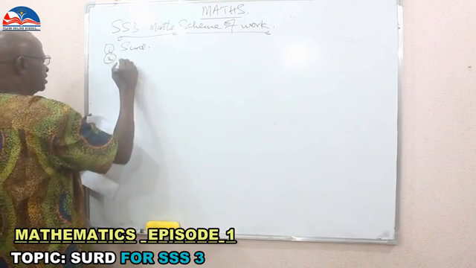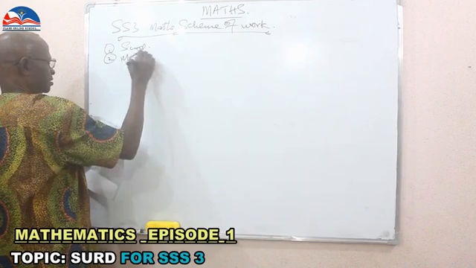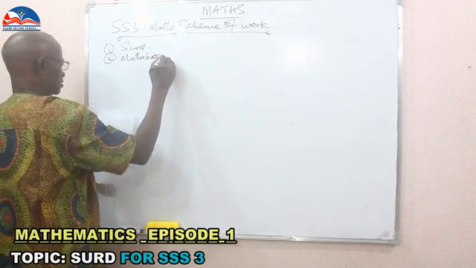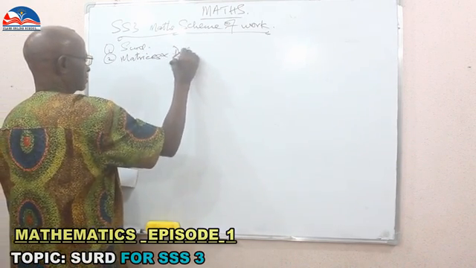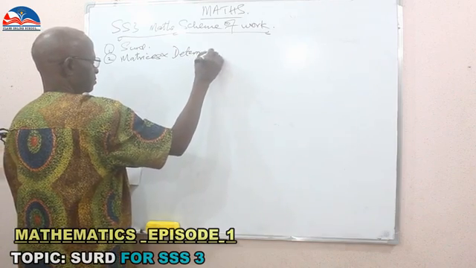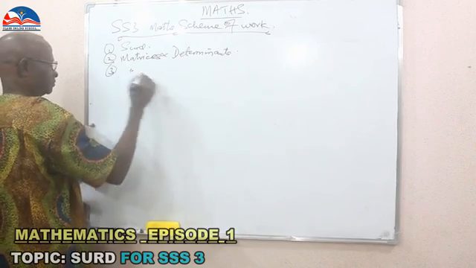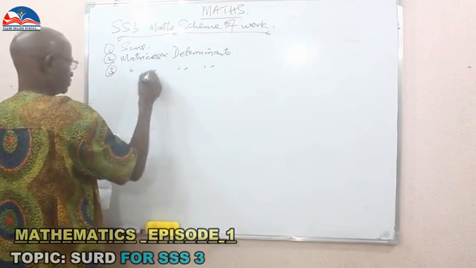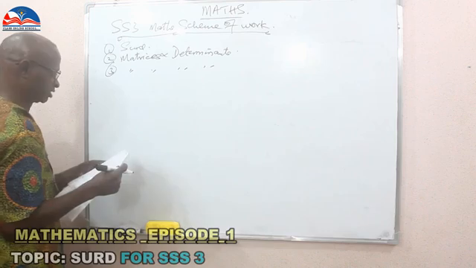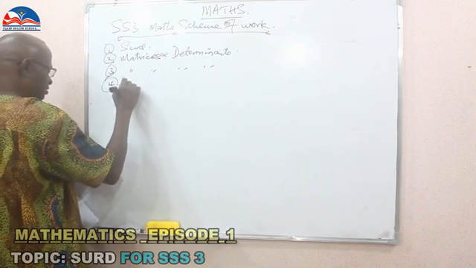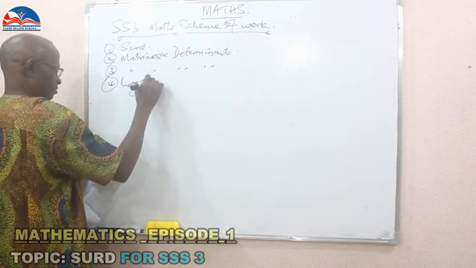The second one is matrices and determinants. The same thing goes for the third week, matrices and determinants. So you're going to take 2 weeks of teaching. Then number 4 is logarithm.